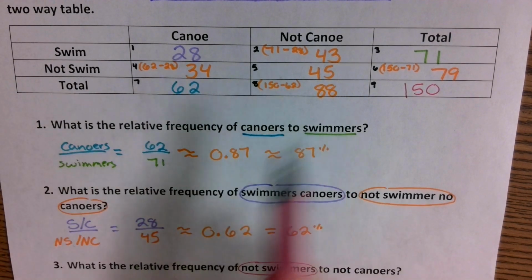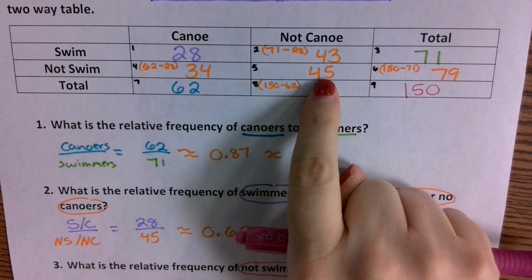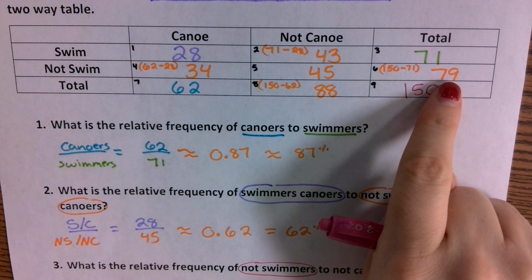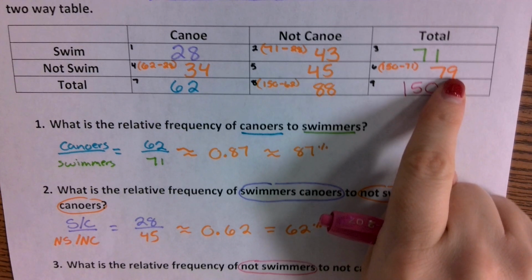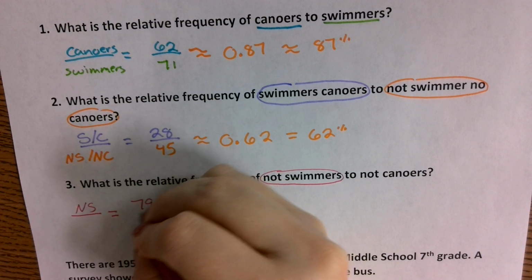This one is just not swim at all. So these people did not swim. These people also did not swim. So you have a total of 79 people who did not swim. So not swimming at all is 79.